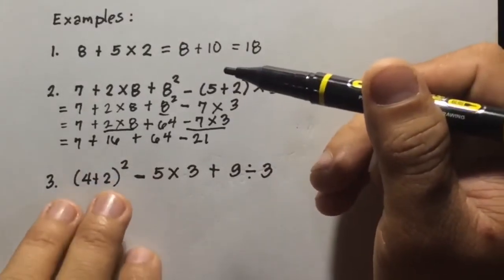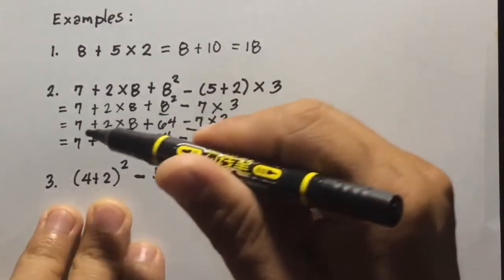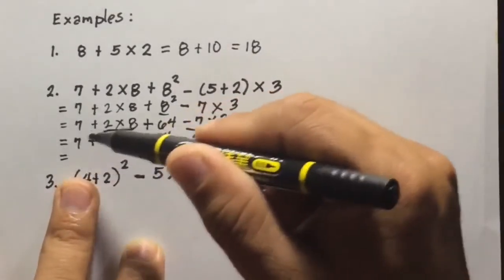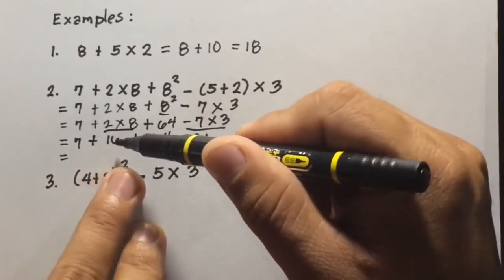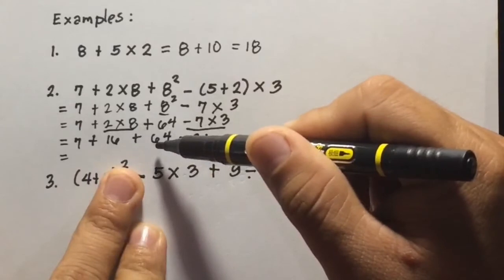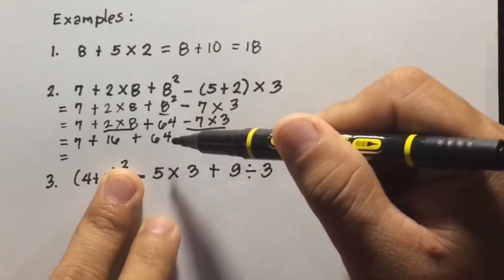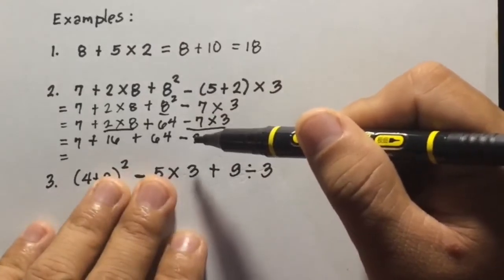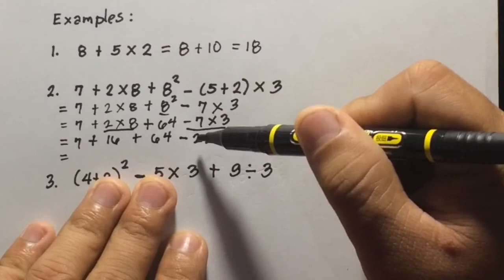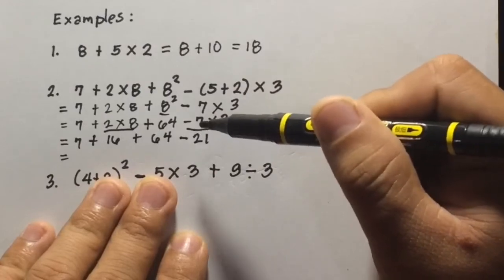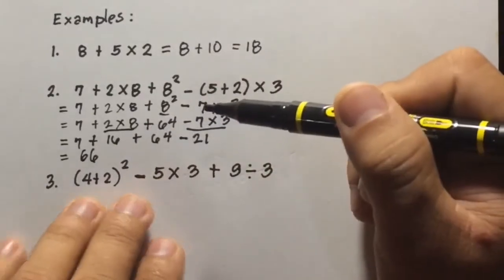Then operating from left to right, we're going to have 7 plus 16, this will be 23, then plus 64 is 87, then minus 21, that will be 66. So the answer for number 2 is 66.